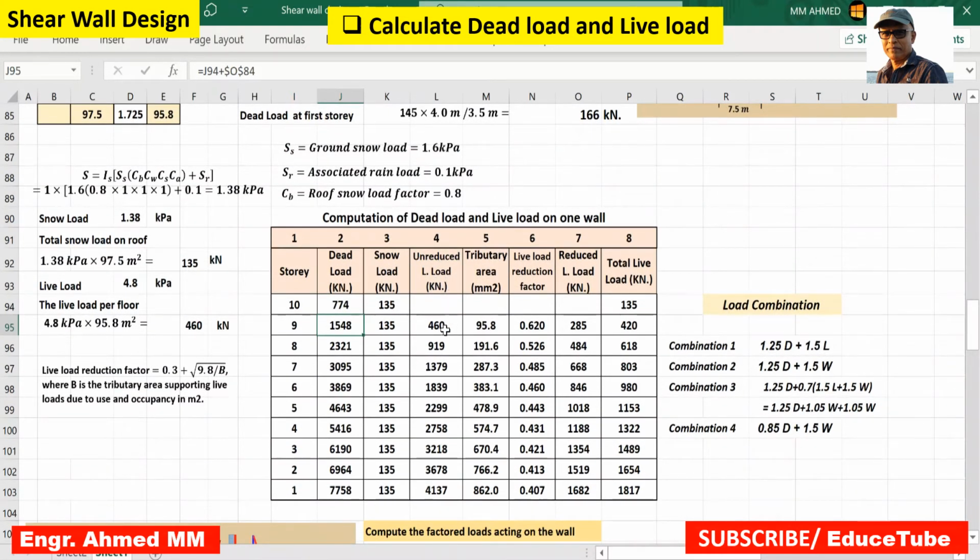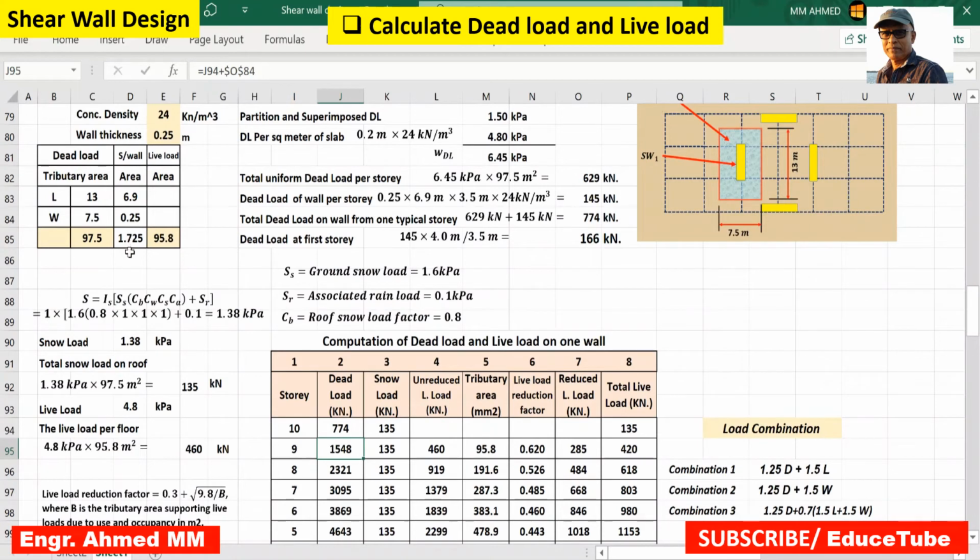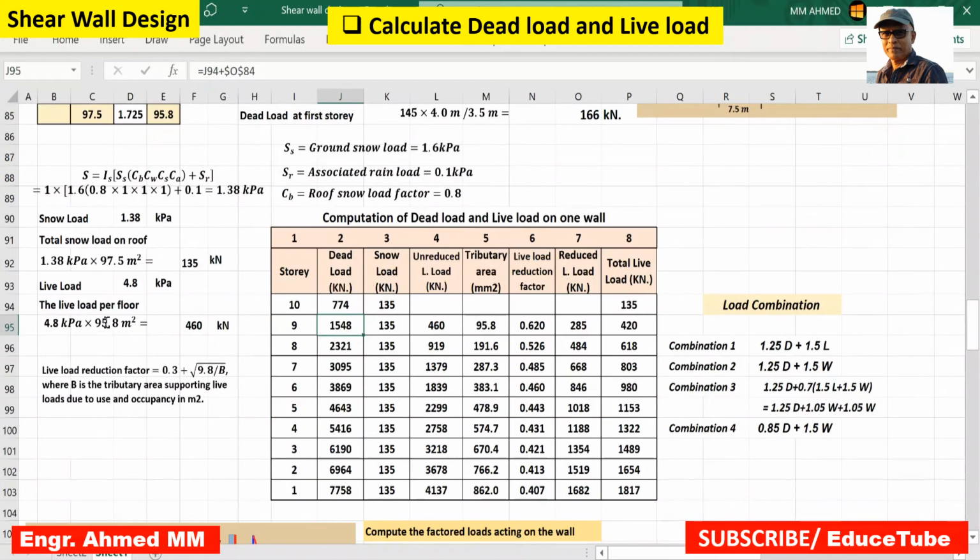Unreduced live loads 460, we calculated here this one. How? Live load we know 4.8, so same way multiplied by live load tributary area. We have to deduct the shear wall area. We got 95.8, so 95.8 multiplied by live load, we get this 460. Same way we can go for all. We find it because if we click here, we can see that L95, F95. So L95, it is the previous one. F95, it will be this one.